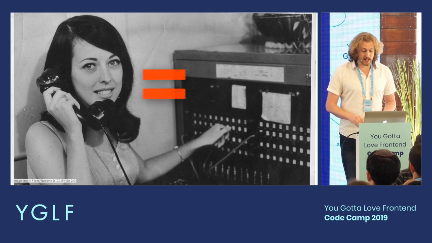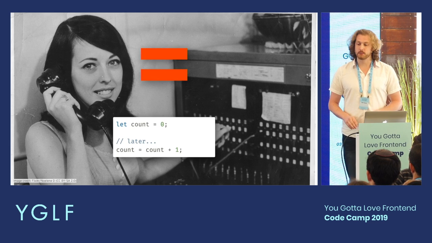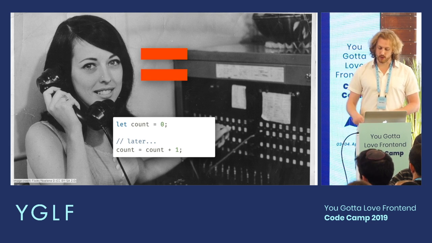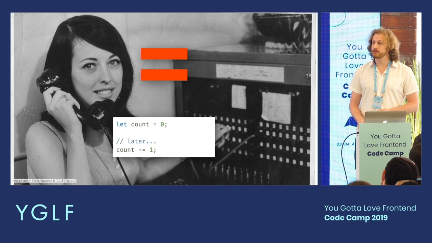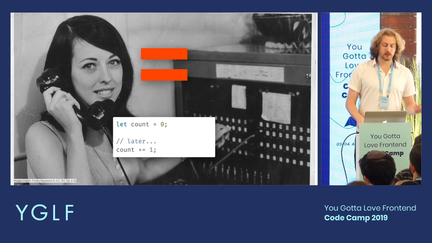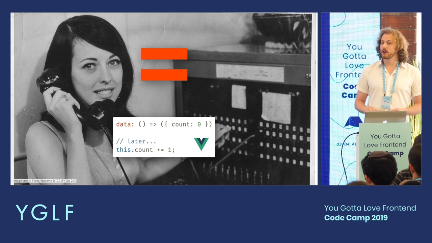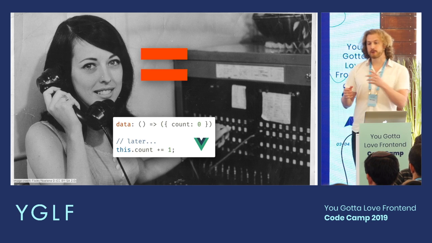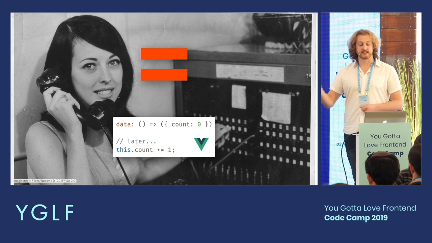Specifically, we use the assignment operator. We declare a variable, and then we say count equals count plus 1, or more concisely, count plus equals 1. And to give credit where it's due, Vue figured this out a long time ago. In Vue, you trigger updates by assigning to properties: this.count plus equals 1.